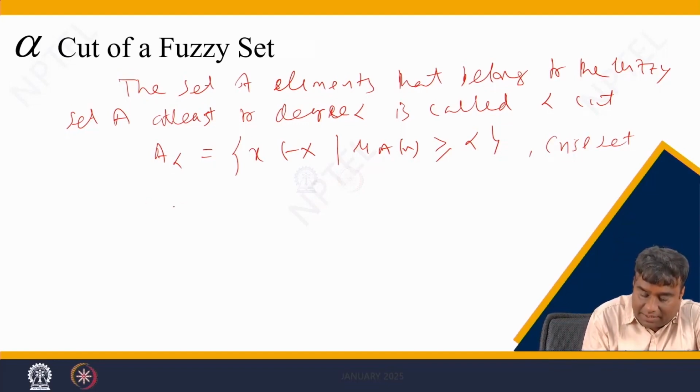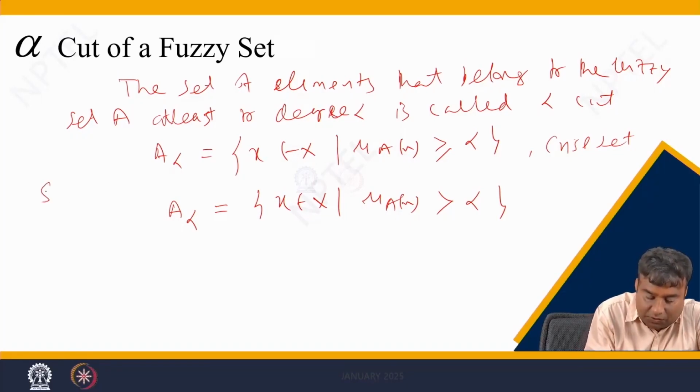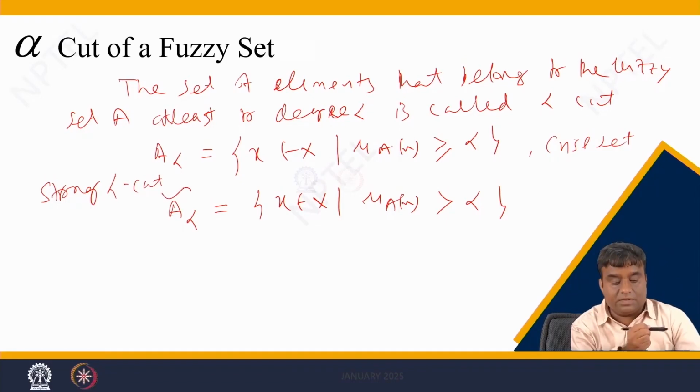Similarly, if I write A alpha as the set of x belonging to X such that mu A of x is greater than alpha, this is the strong alpha cut. This is known as the strong alpha cut. You can write another notation as well.